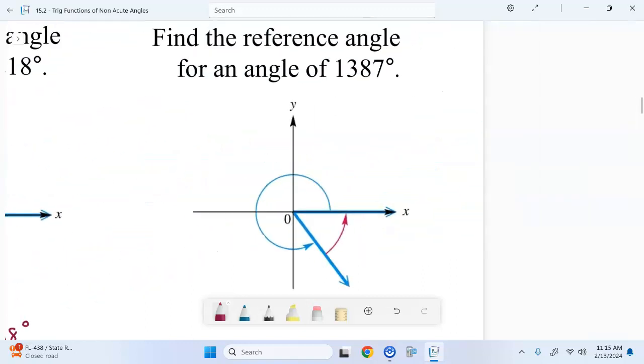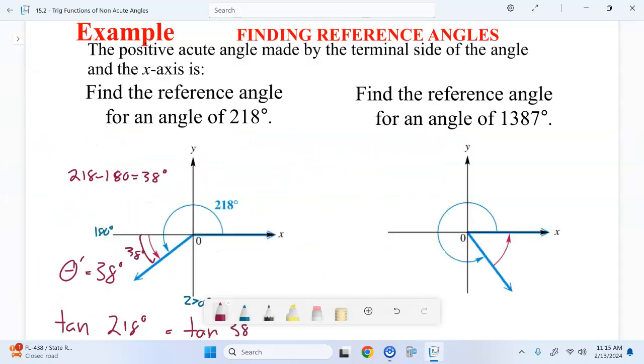Now, over here, we've got a pretty large angle, 1,387 degrees. I need to figure out what quadrant it's in. So I have to get it as an angle that's between 0 and 360. I need to get a coterminal angle and get it in standard position. We're going to subtract 360 over and over until we get our angle in standard position.